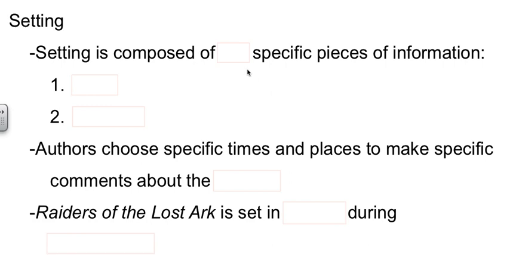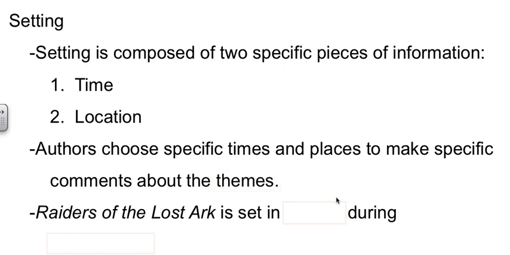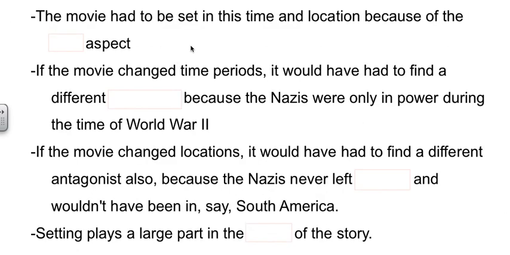Okay, next one is setting. Setting is composed of two specific pieces of information. We have to know the time, and we have to know the location. So authors choose specific times and places to make specific comments about the themes that they're writing about. Raiders of the Lost Ark, which we've been talking about, was set in Europe during World War II. That is an important choice. Why? The movie had to be set in this time and this location because of the Nazi aspect.